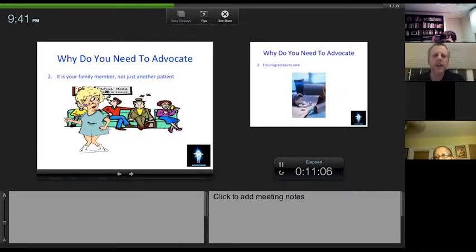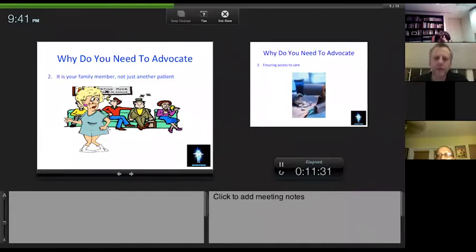Why do we need to advocate? This kind of dovetails on the last slide. Again, it's your family member. It's not just another patient. When my daughter was diagnosed, I always said that, look, she's just not another number. We were told from day one that she was terminal. And so it could have gone one of several directions.